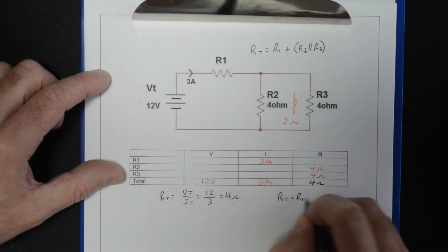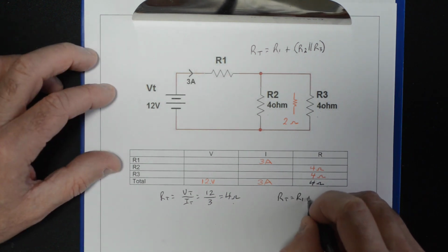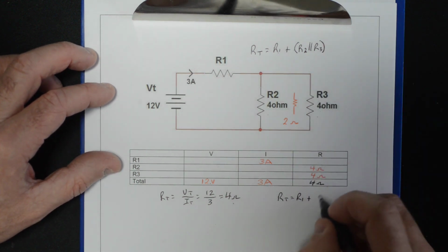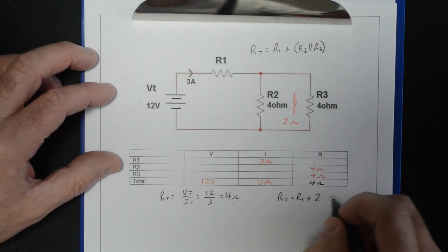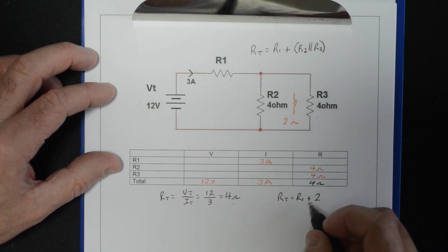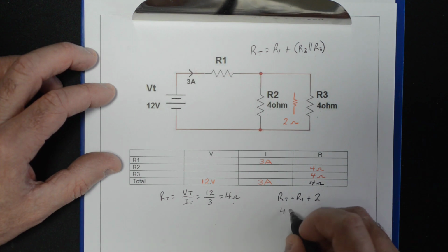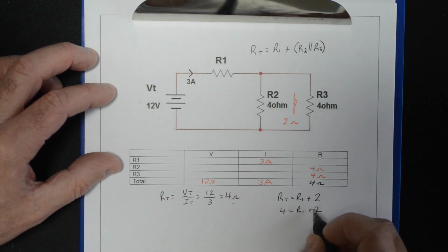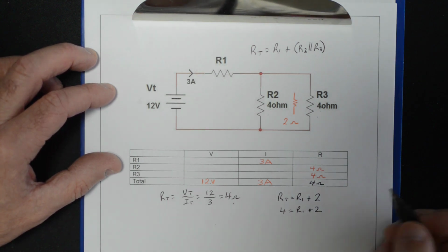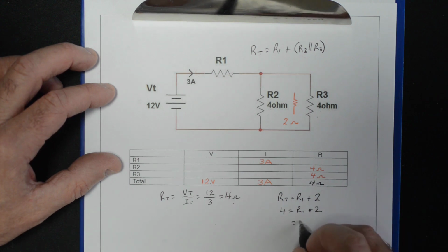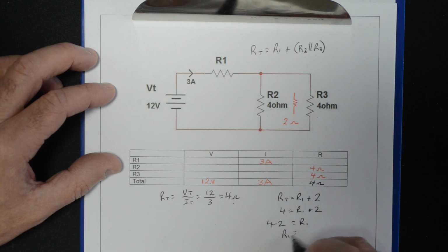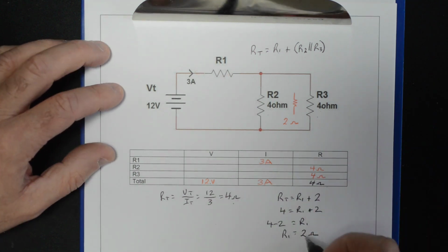RT equals R1, which we don't know, plus, now this mess, we just did it. It's 2 ohms. So move this around a bit, and we know RT is 4. So we could put 4 equals R1 plus 2. And if you just switch this around to get R1 on the left, in this case R1 is on the right, it's a little bit easier to say R1 equals 4 minus 2, R1 equals 2 ohms. And that's how that's done.